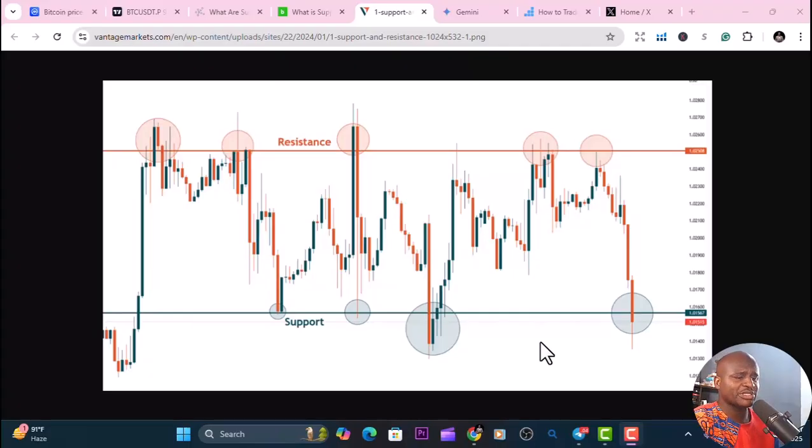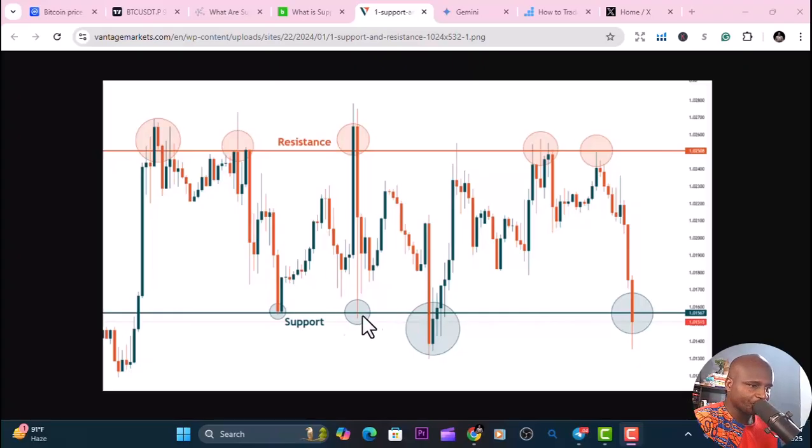So support simply means a price level where buying pressure is strong enough to prevent the price from falling further. It often forms after a downtrend where the price repeatedly bounces off that level. And I'm going to show you the practicality of that.